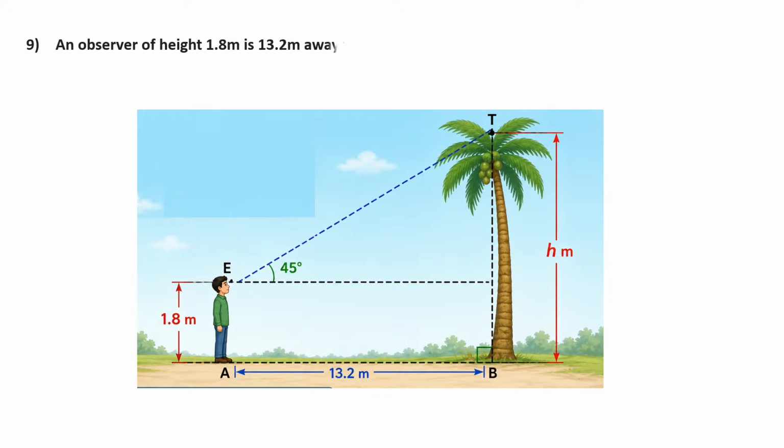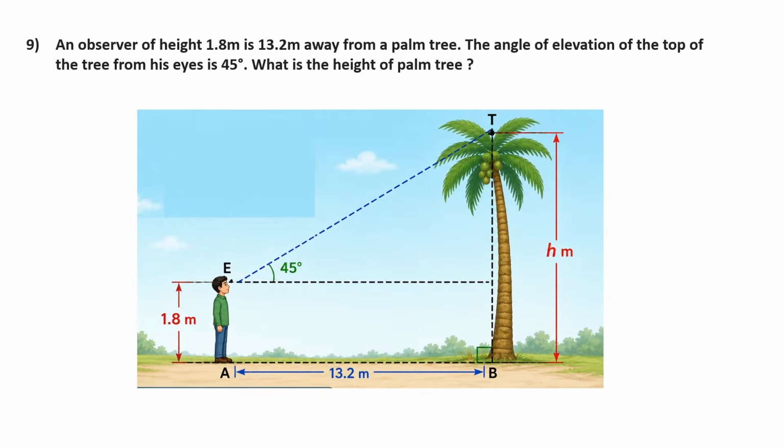As you can see on the screen directly, an observer of height 1.8 meters is 13.2 meters away from a palm tree. On the screen, you can see a palm tree which is 13.2 meters away from the little boy who is 1.8 meters tall, looking at the top of the tree. The angle of elevation of the top of the tree from his eyes is 45 degrees.